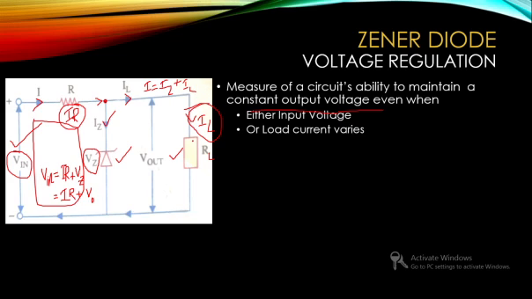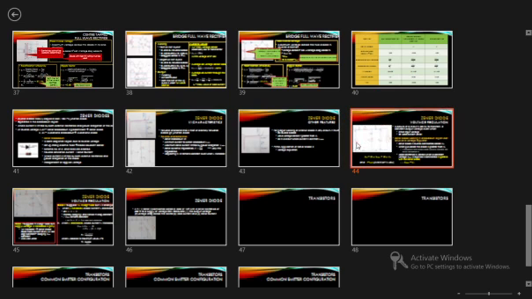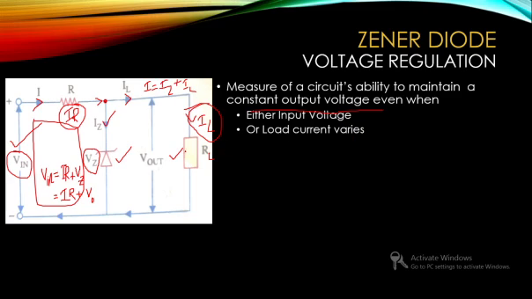So in order to ensure a stable supply of voltage, which is the V output, to the load resistance, what is done is we connect a Zener diode in parallel with the load resistance, so that in spite of a different load current passing through the resistance, or in spite of variation in the input supply, the output will always remain constant. And that is what you mean by voltage regulation.